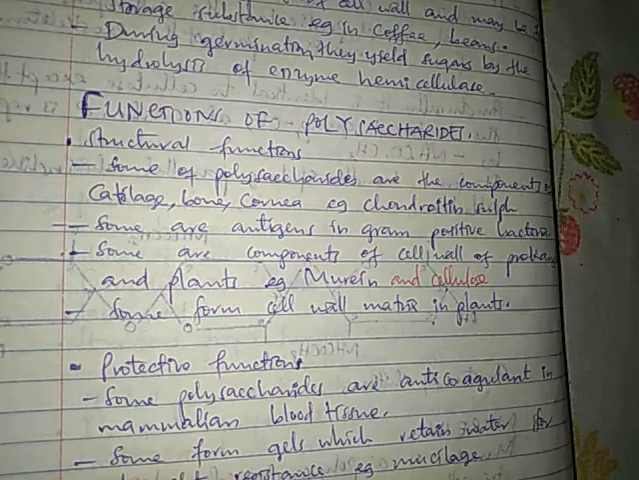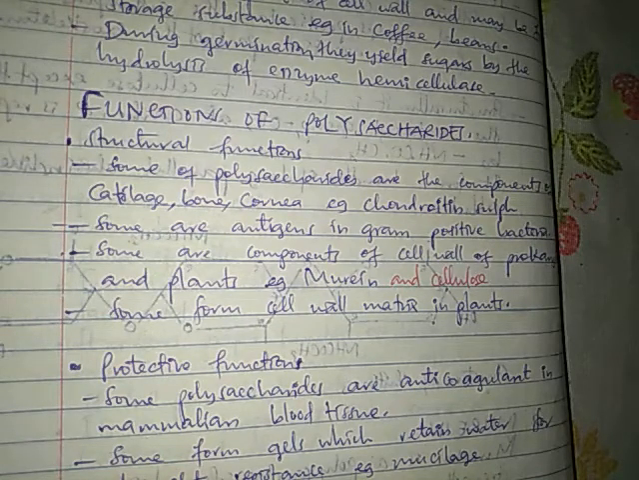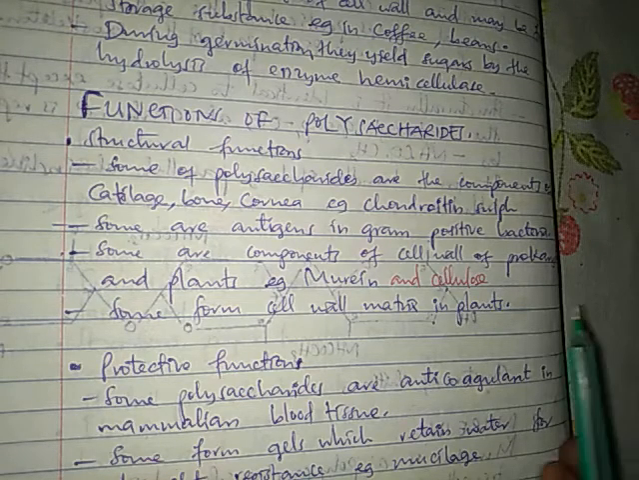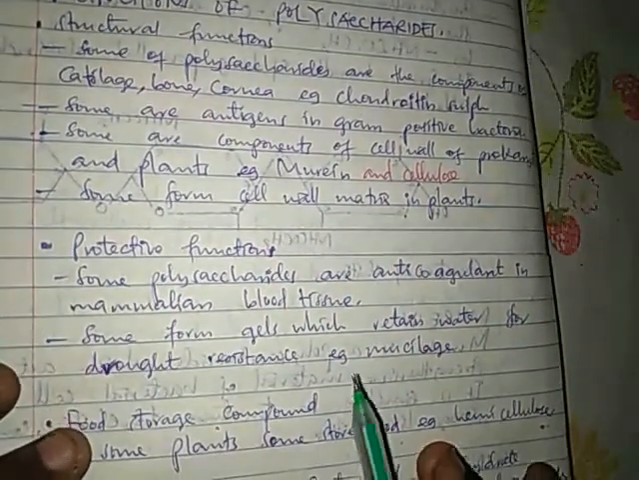Also, some are antigen in gram-positive bacteria. So what are the antigen? Antigen, they are structures in the cell wall of bacteria which can stimulate the production of antibodies. So you'll understand well later on in your university level what the antibodies are when you will be studying about immunity. And some are components of the cell wall of prokaryotic and plant cells such as murein and cellulose.